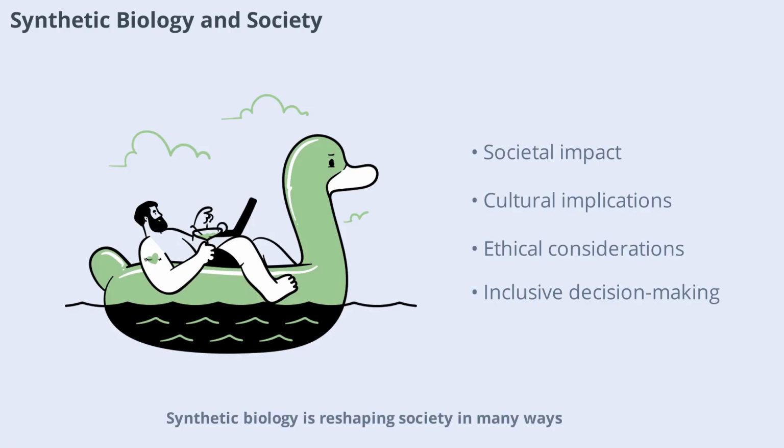Synthetic biology is reshaping society in many ways, from healthcare and agriculture to industry and the environment. As synthetic organisms become more integrated into daily life, it's important to consider their social, cultural, and ethical implications. Ongoing dialogue and inclusive decision-making will help ensure that synthetic biology benefits everyone.